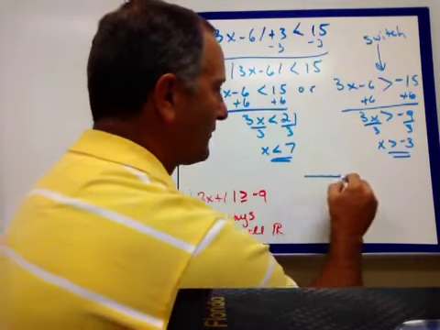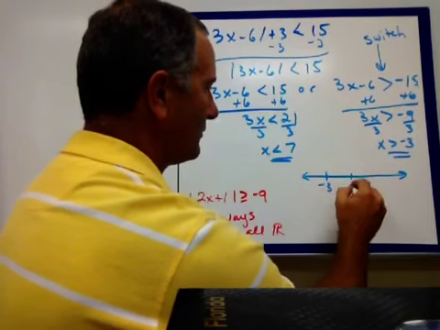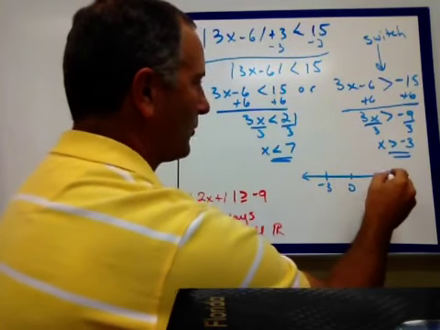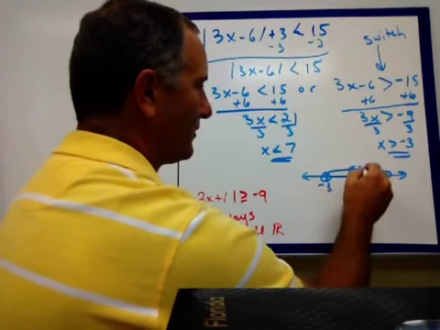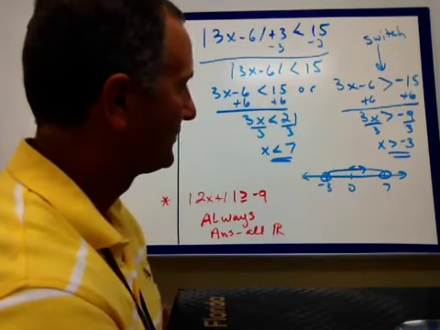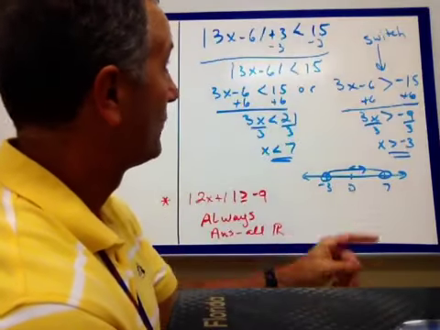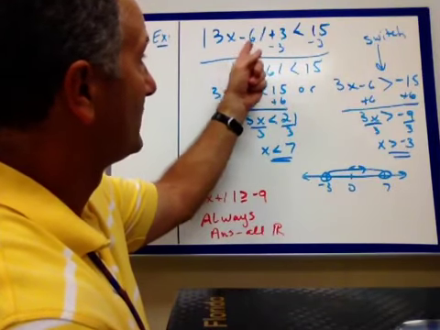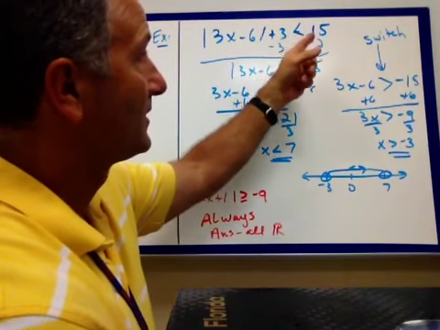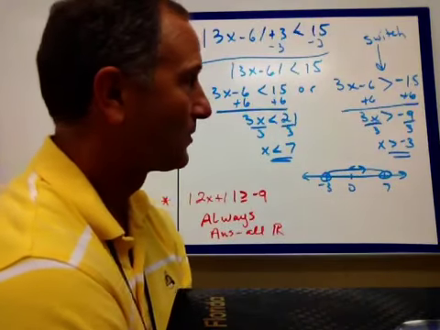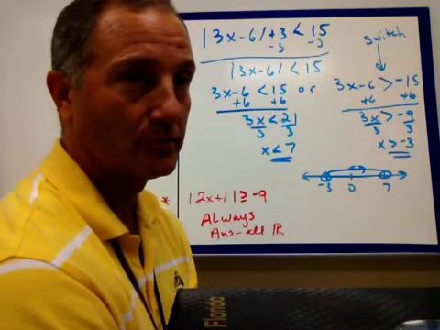If you want to look at this graphically, let's see, we got negative 3, put 0 here, 7 here. We're going to get a circle here and x is less than. We're going to put a circle here and x is greater than. So as long as x is between those two, this is true. Like if I put 0 in here, 0 would give me negative 6. The absolute value is positive 6. 6 plus 3 is 9. Is that less than 15? Yes. Okay. So any number between negative 3 and 7 is a solution for us.